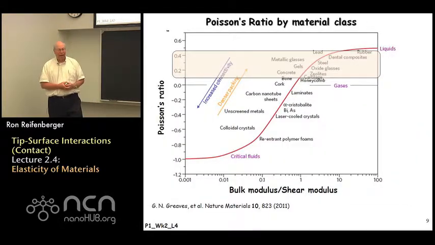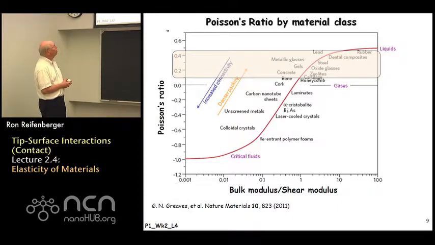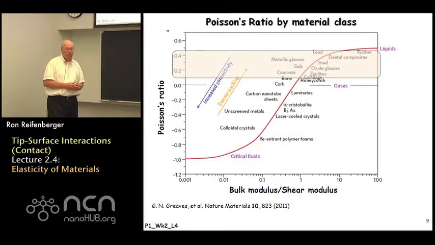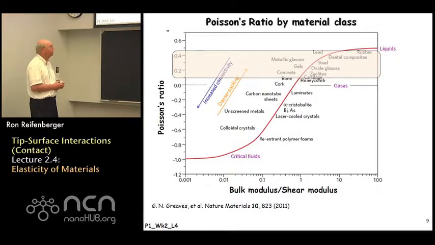By material class, Poisson's ratio by material class, there's also a very nice chart that summarizes that result. The materials that we tend to study using atomic force microscopy are sort of boxed in by that gray rectangle at the top of this chart.